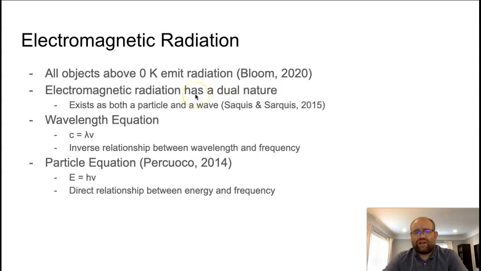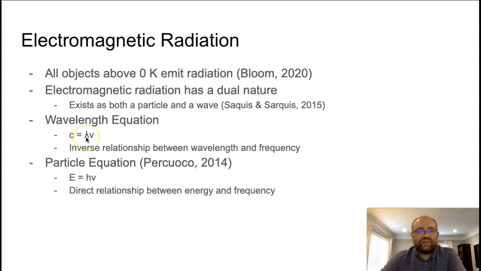So electromagnetic radiation has a dual nature to it. It exists both as a particle and a wave. And this dual nature of electromagnetic radiation can be equated using a wavelength equation and a particle equation. So the wavelength equation here, c, that's the constant, the speed of light, or electromagnetic radiation, that stays the same. It's about 3 times 10 to the 8th meters per second, so pretty fast.